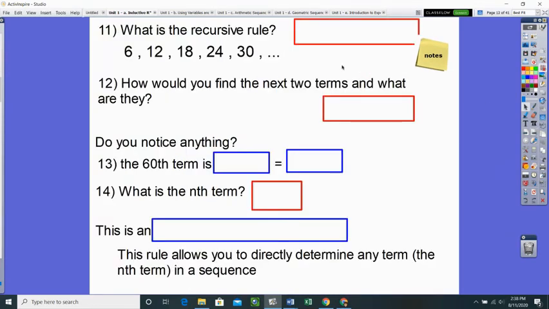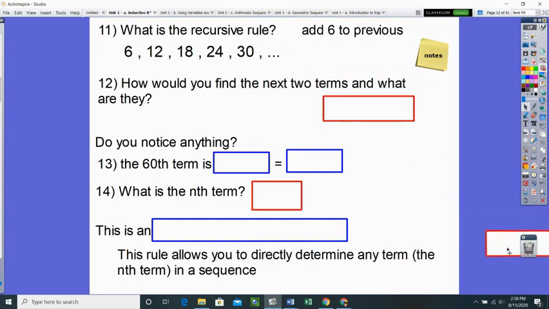So let's take a look at this sequence. What is the recursive rule? It's basically another word for what's the pattern. So 6 to 12 to 18 to 24 to 30, the pattern would be that we're adding 6. That's the recursive rule. I'm adding 6 to the previous term. Now, if I wanted to get out to the 60th term, I really don't want to add 6 until I get out to term number 60.